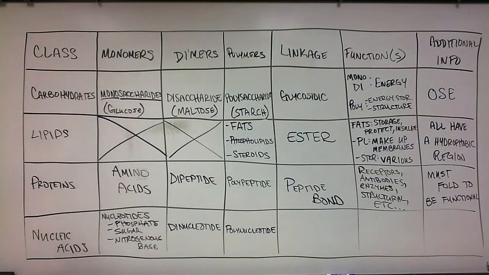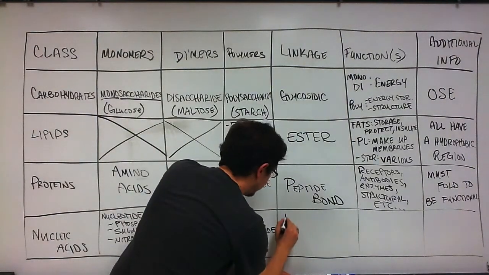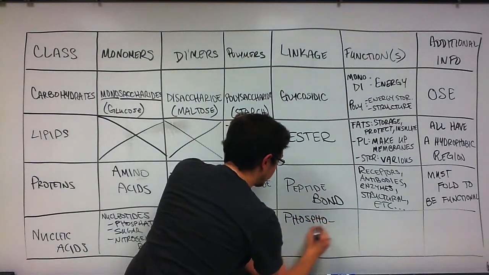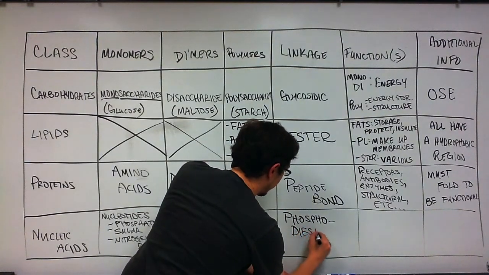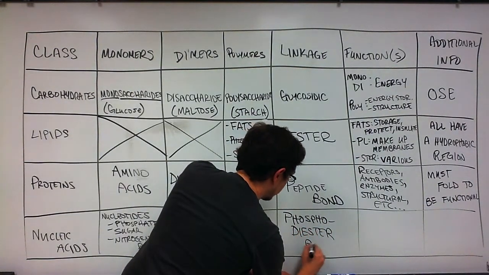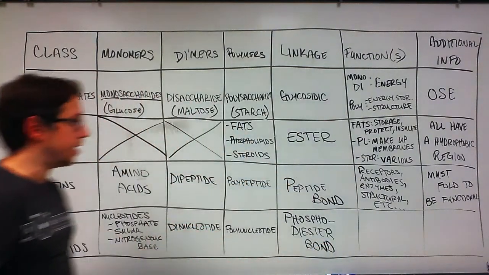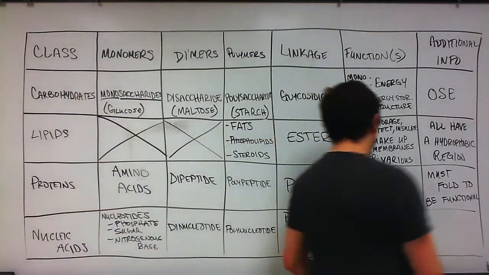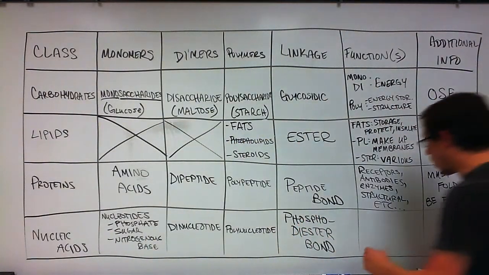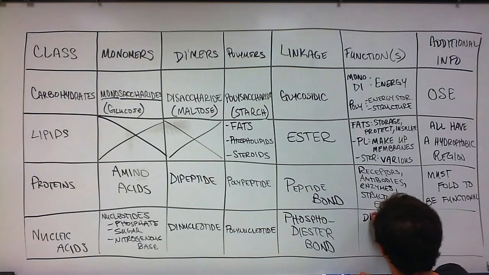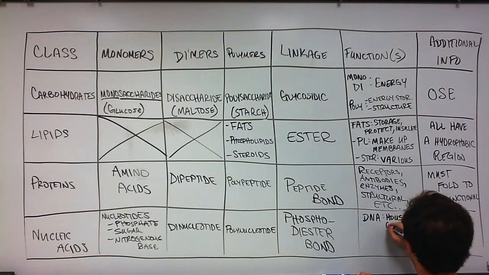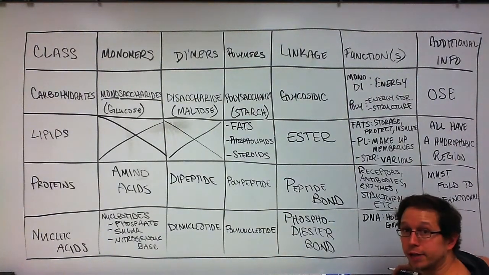All right? And the linkage that occurs to give us these di or polynucleotides is called a phosphodiester bond. So we get a phosphodiester bond. The functions of these molecules can depend on whether or not they're DNA or RNA. So DNA is going to house genes, and it can also allow for its own replication.